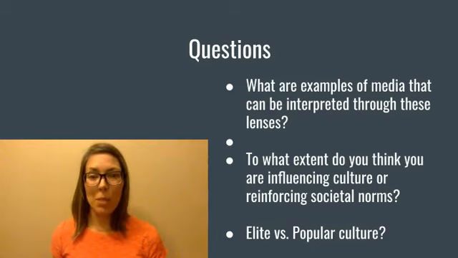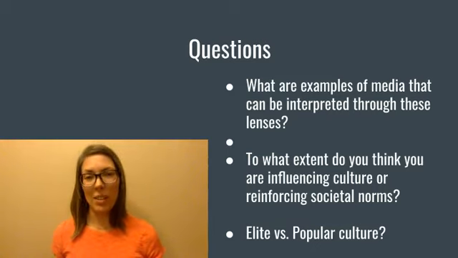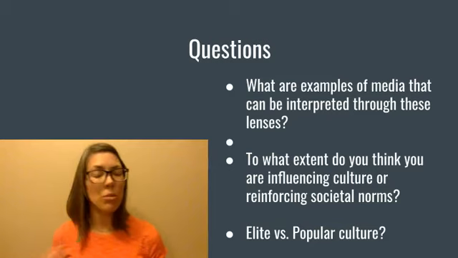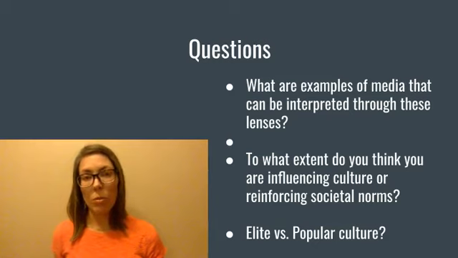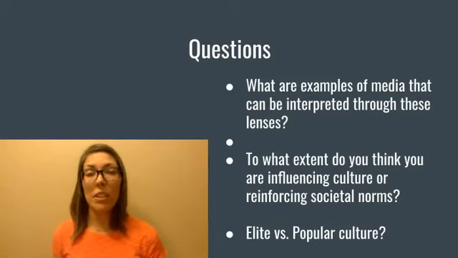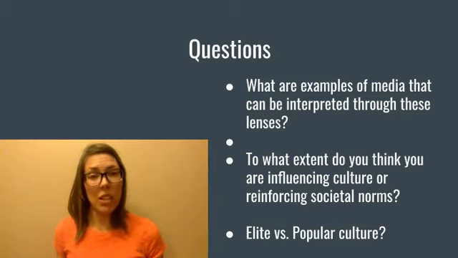And elite versus popular culture. Does it matter? Where's the value in either? Is there value in both? Do you value one more than the other? Were you brought up in a community that valued one more than the other? And what do you value today?